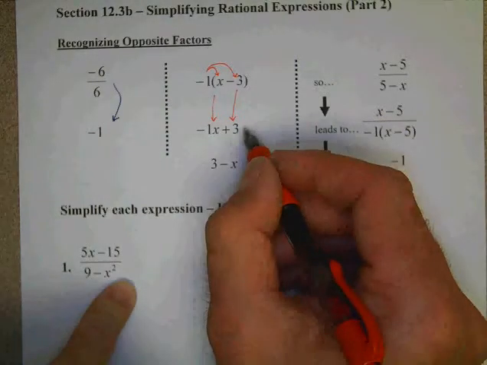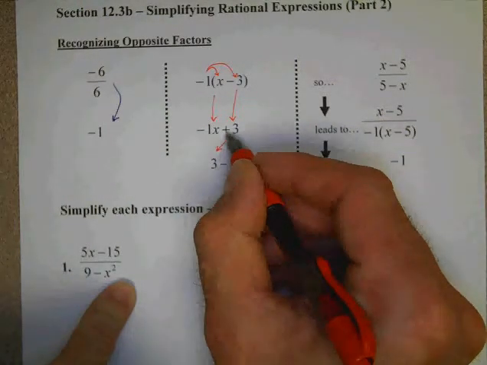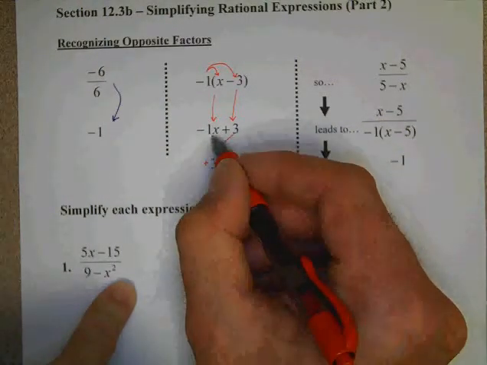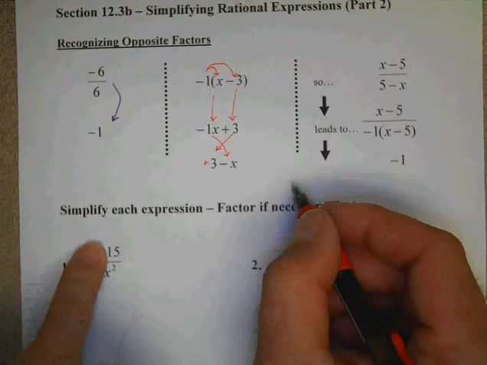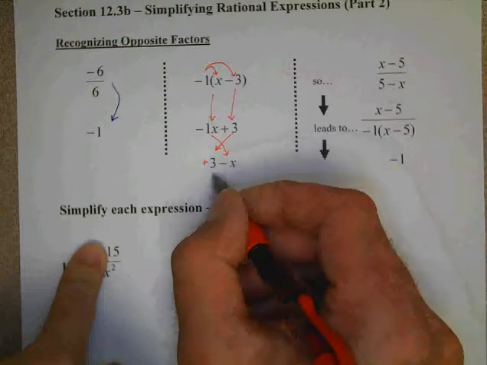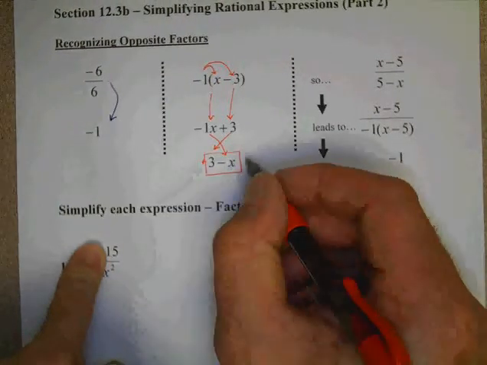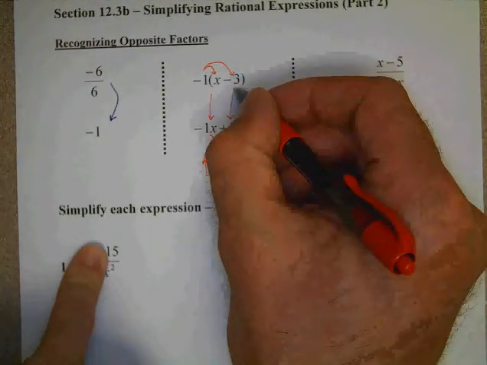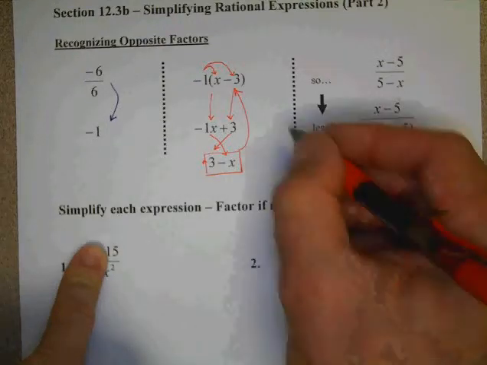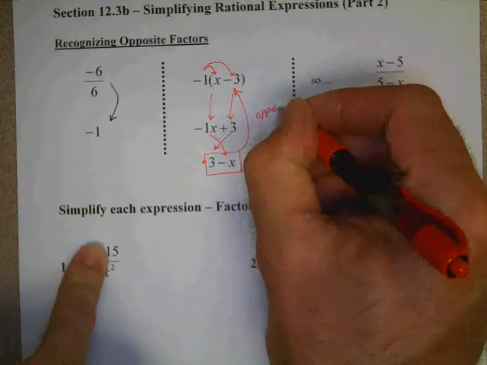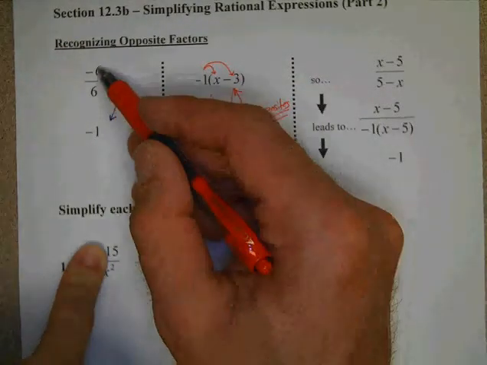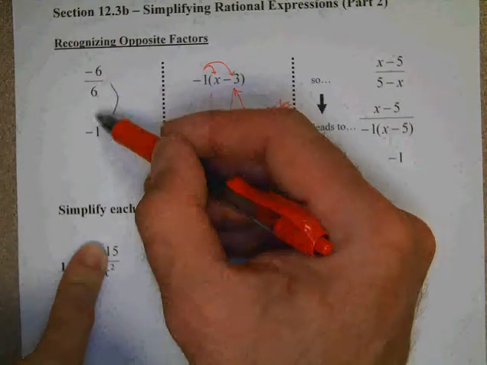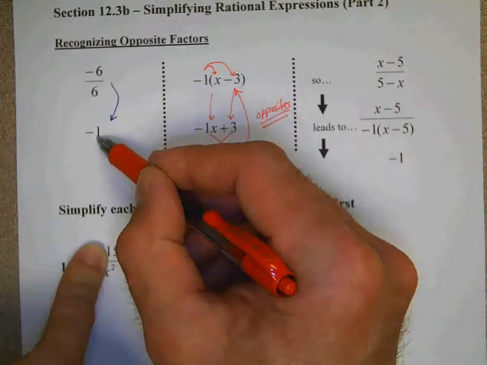So what happens if we write this in reverse order? The plus 3 goes there, and the minus 1x goes there. So effectively what you can say is the opposite of 3 minus x is x minus 3. So these two are considered opposites. All right? Now, aren't these opposites as well? Negative 6 and 6. Opposites cancel to negative 1.